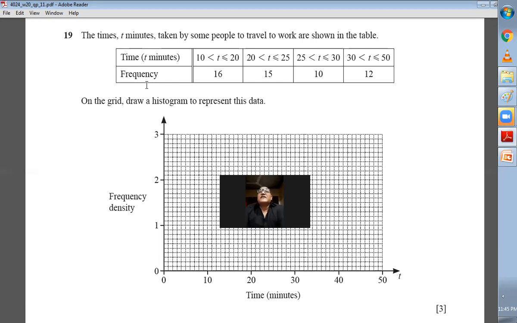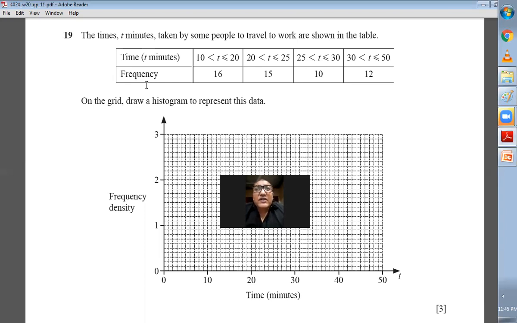You see, the first class, its class width is 10. The second class width is 5. The third class, its class width is 5. Sorry, and the last one, the fourth class, its class width is 20. So every class has different class widths. So when every class has a different class width, then you have to make the histogram with the help of the frequency density. The frequency density for each class, you can easily find out.